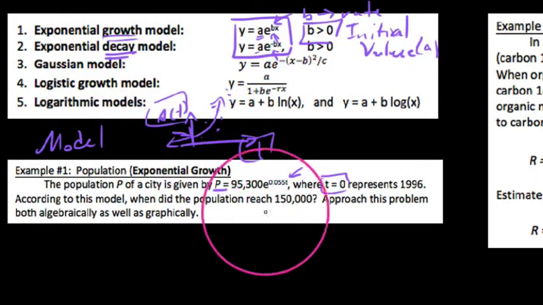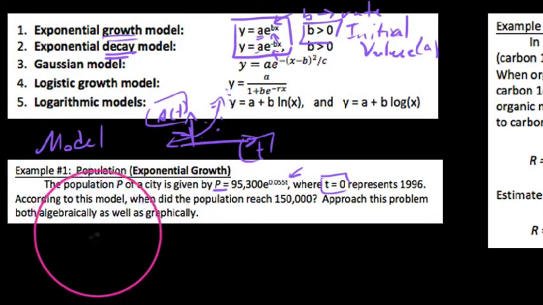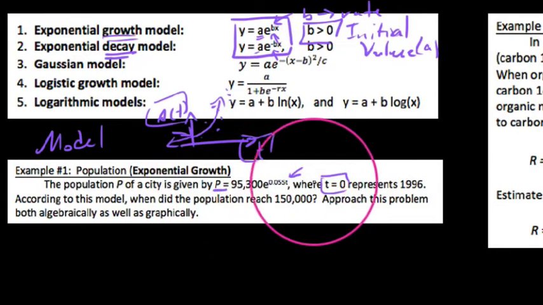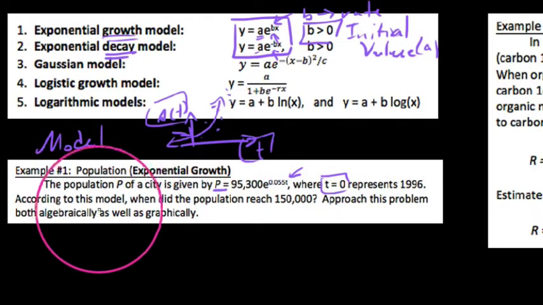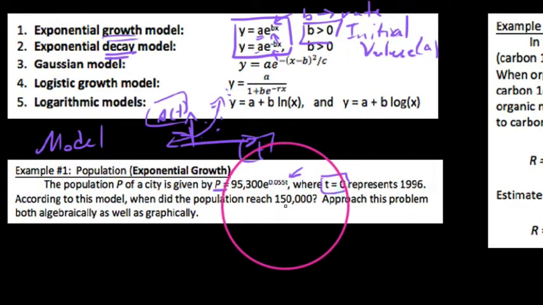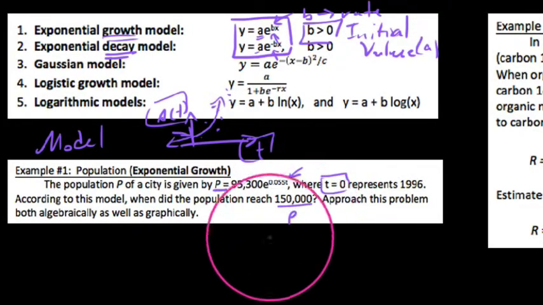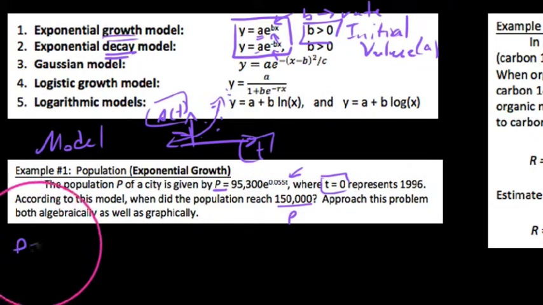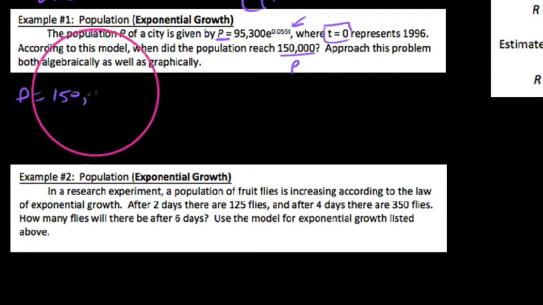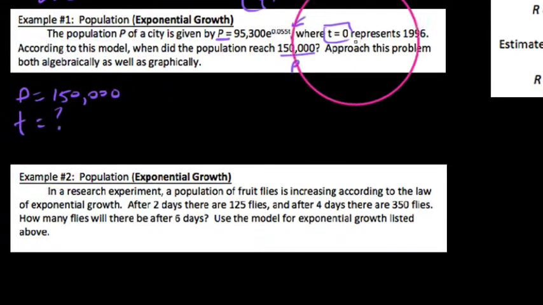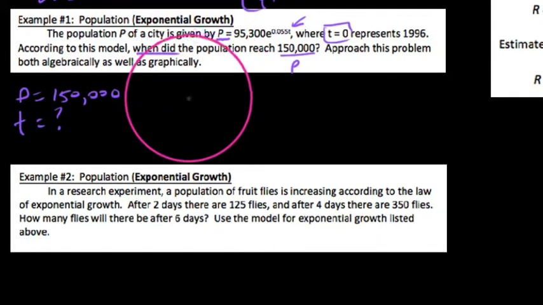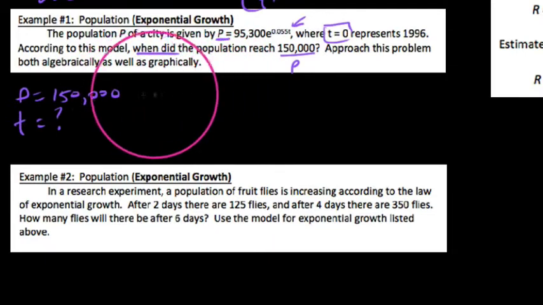Anyway, moving on, we have two quantities here, P and t, where P is population and t is time. Look at the question we're asking: according to this model, when did the population reach 150,000? So what we've been given is some P value. I'm going to write down this known: 150,000, and we do not know t. We want to find t though. Algebraically, we're just going to plug this in for P.